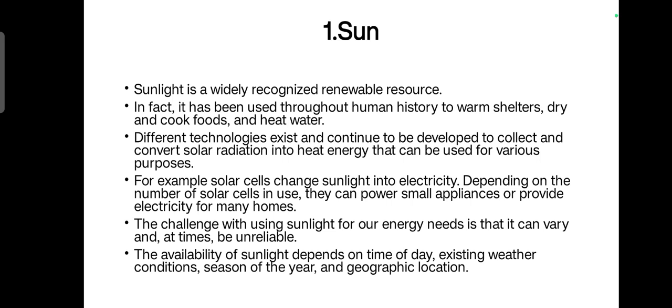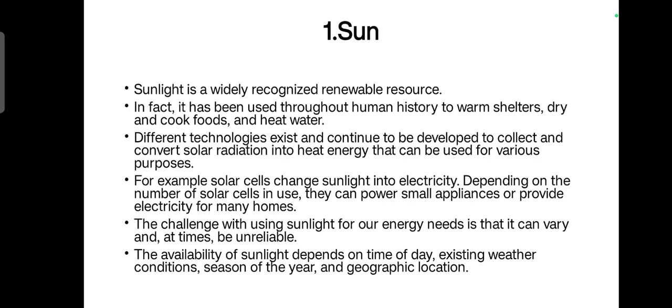The sun. Sunlight is a widely recognized renewable resource. In fact, it has been used throughout human history to warm shelters, dry and cook foods, and heat water. Different technologies exist and continue to be developed to collect and convert solar radiation into heat energy that can be used for various purposes. For example, solar cells change sunlight into electricity.